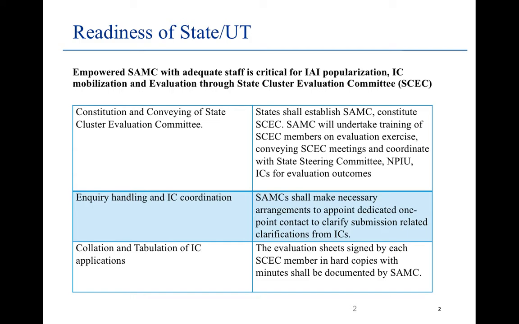The SAMC will also do a very important task of collating and tabularizing all the IC application forms, because all the IC application forms will be submitted online centrally through DGT, and in turn DGT will apply state filters and will forward all the applications received from the states to the SAMC. It will be the job of SAMC to collate all the application forms received for the state from the industry clusters and tabularize them in a manner that the information can be collated and organized for the consideration of the state cluster evaluation committee.